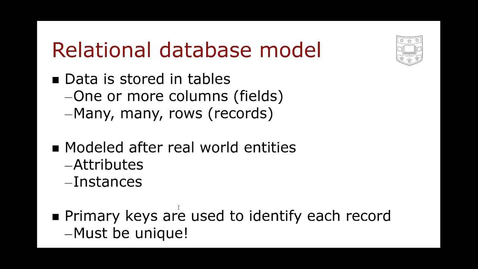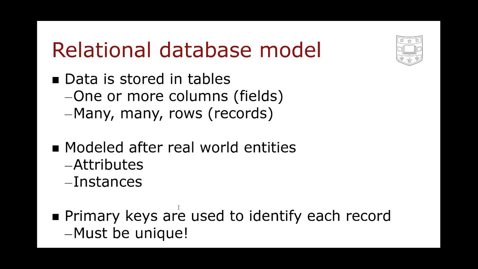Every single row within a table is an instance of whatever entity that table represents. So if I have a table storing information about people, users, right? Every single row represents one person, one user. And the columns represent the attributes that I'm storing about that particular user.